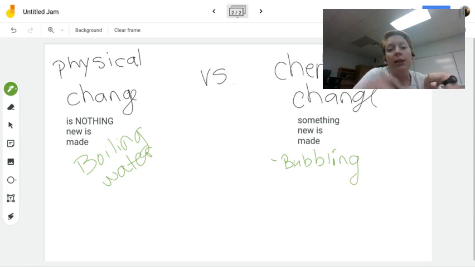Chemical change, when you see the bubbling, it's spontaneous. So you take two things, you add them together, and it just starts bubbling on its own. That's a chemical change. Another indicator is color change.